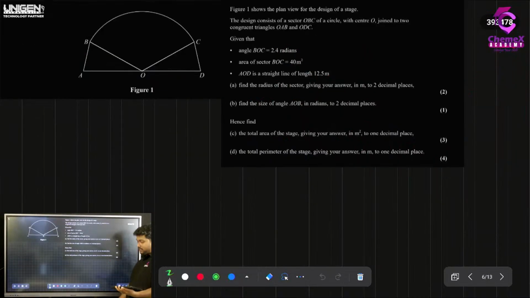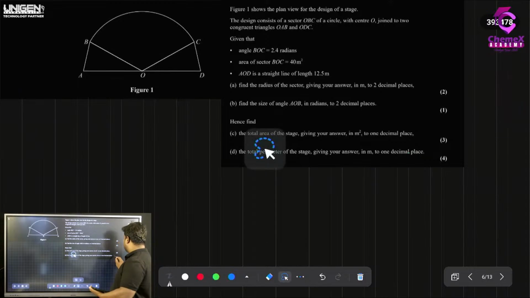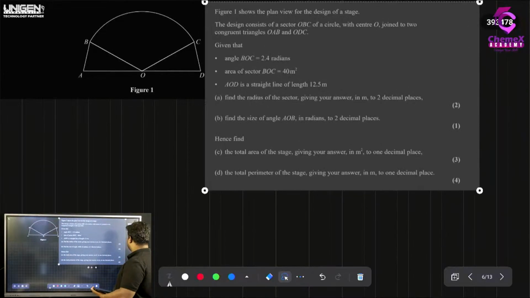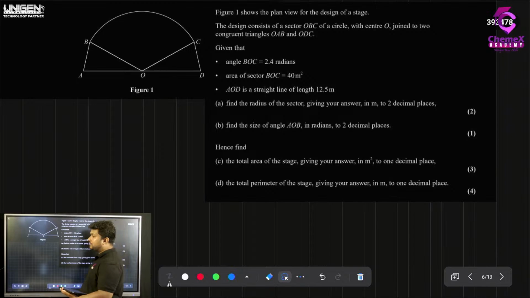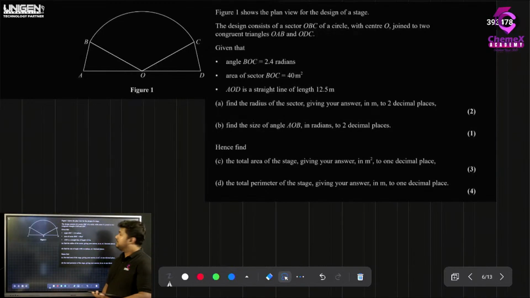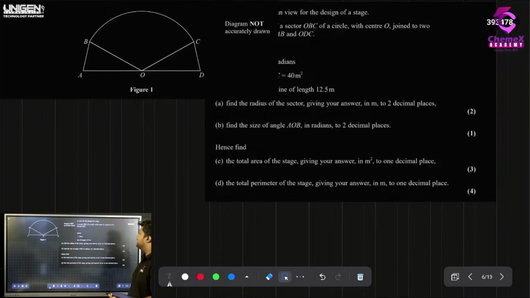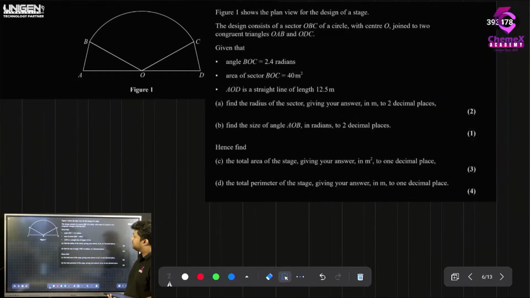That's going to be a graph question, I think. No, it's the 6th one. It's radians. So the figure shows the plan view of a design of a stage. The design consists of, let me make it larger if you can't see it properly. So alright, now it's clear, I guess, right? The design consists of a sector OBC of a circle with center O joined to two congruent triangles OAB and OCD. Now what are they asking?